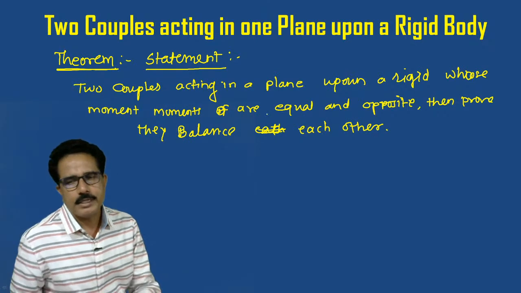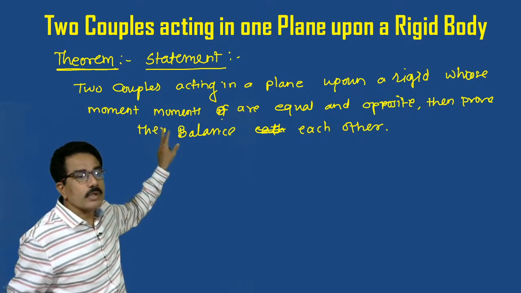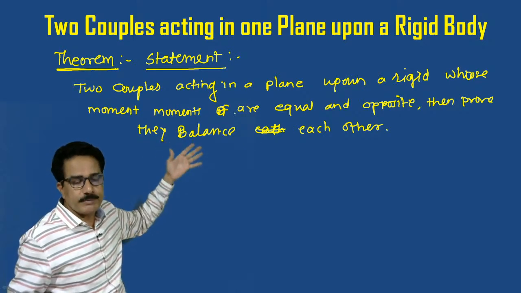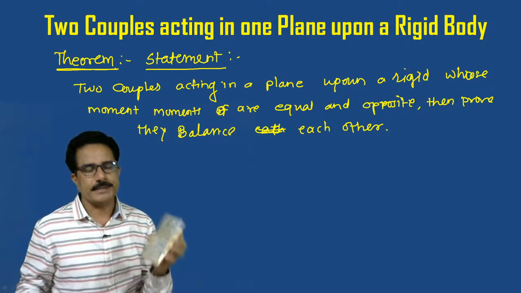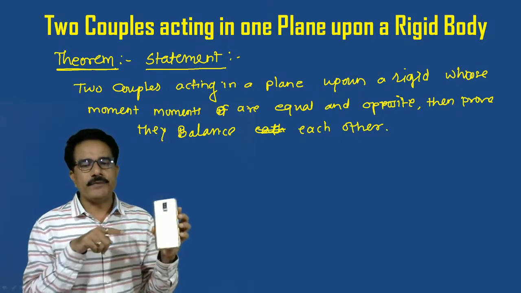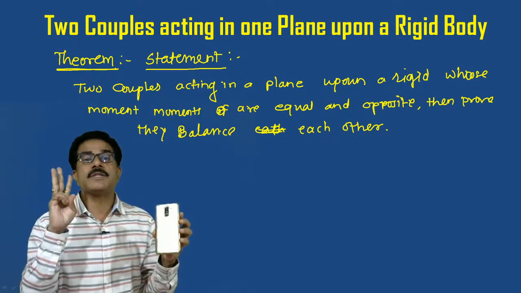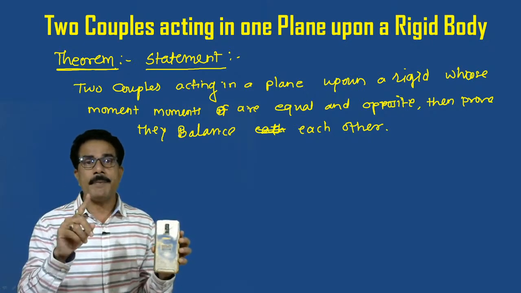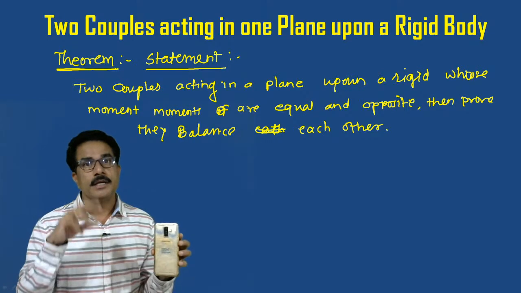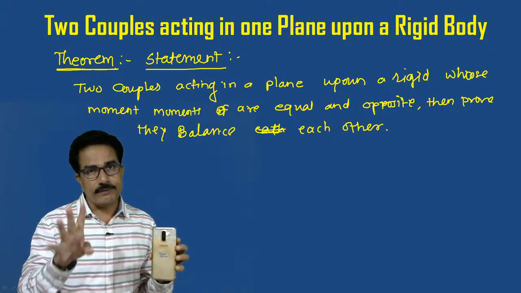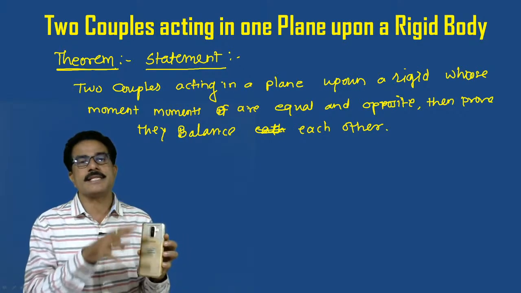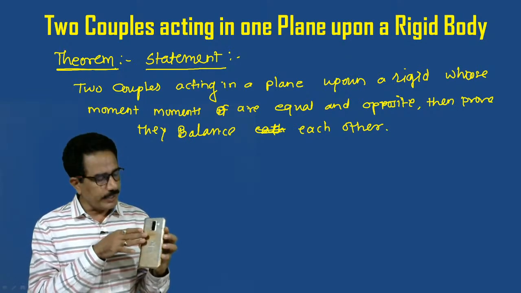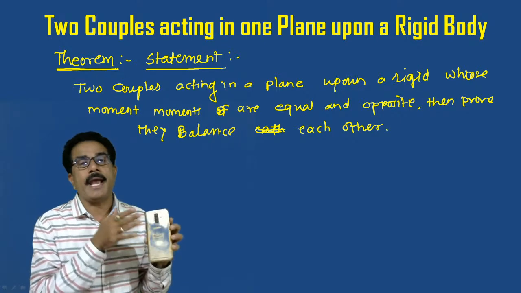See this? Two couples acting in a plane on a rigid body. Suppose this is a rigid body. If two couples are acting, two couples means there are four forces. In a couple, there are two forces. In two couples, there are four forces. If four forces are acting on a rigid body in a plane, ये plane में act होना चाहिए.